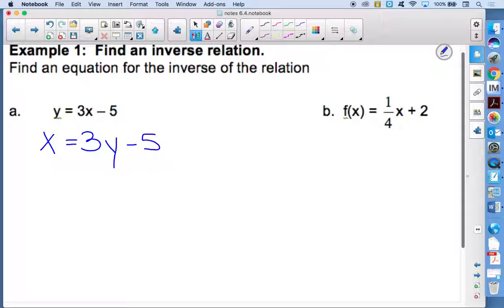So, Zach, how do we solve for y? That's what it says to do after we switch. Make x 0. How do you get y by itself?